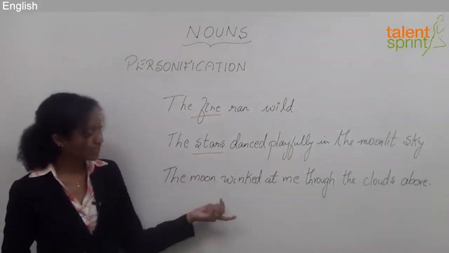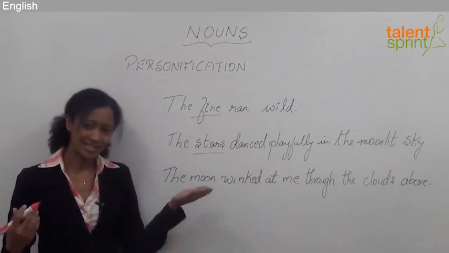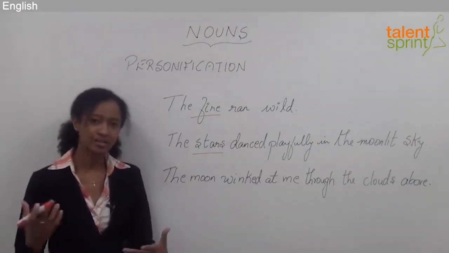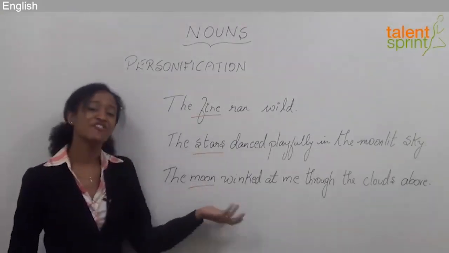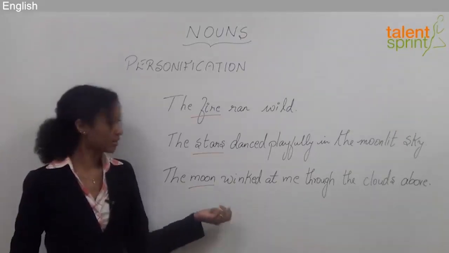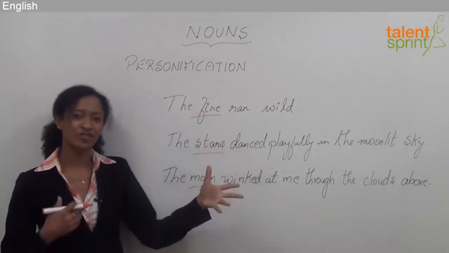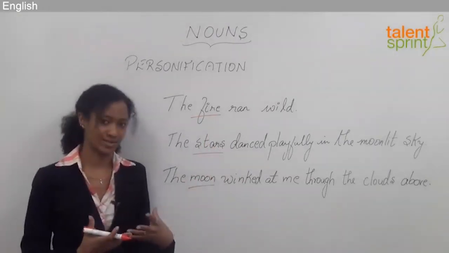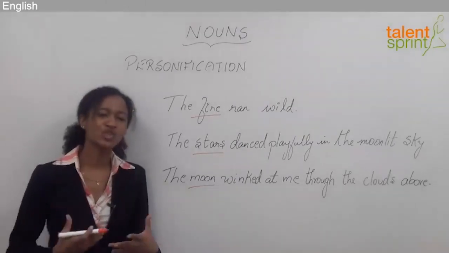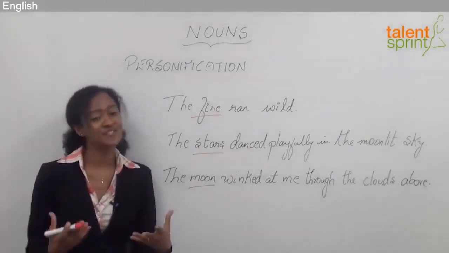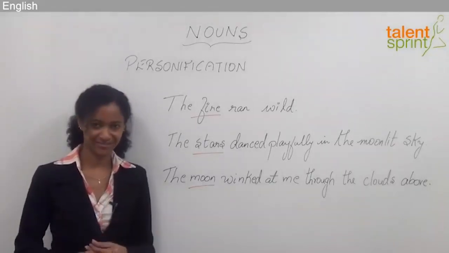The moon winked at me through the clouds above, right? Obviously, again, the moon cannot wink, only a person can wink. So the moon here again is personified to be a person. The stars are personified to be human, and the fire also is personified to be a man running wild. So this is personification, and this is mostly used in writing and speech. Poets use this just to intensify or bring dramatization to their speech and writing.